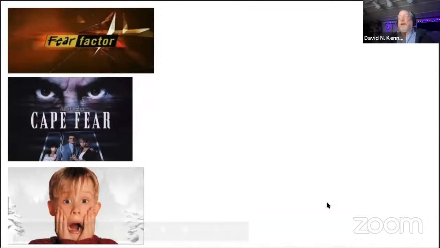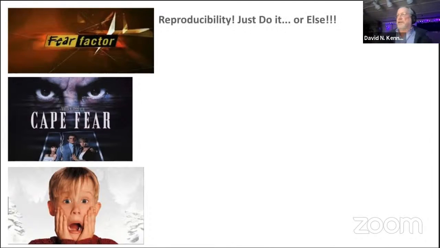So, final slide. For some reason, this dawned on me that I should end with the wrath of God or the wrath of the NIH, and use this fear factor ending on reproducibility. Just do it, or else you won't get funding.